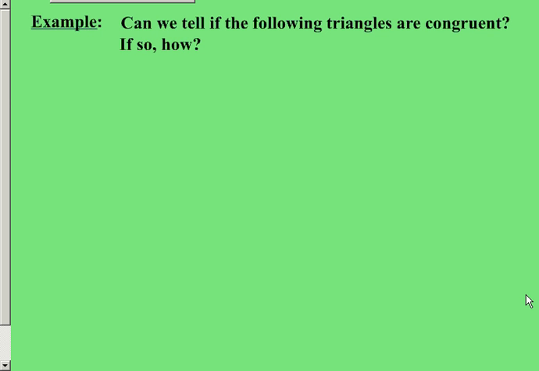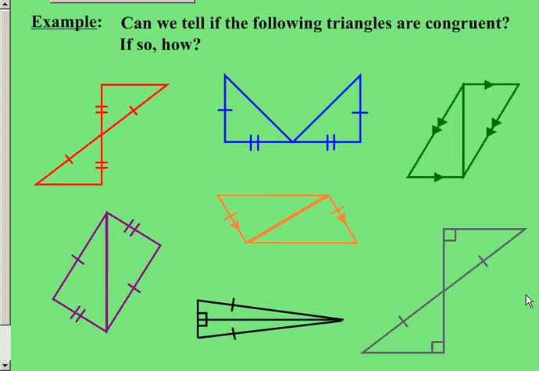Okay, next thing we're going to do is we're going to look at a big old pile of triangles here, and we're going to see if we can identify which sets of triangles are using which of the rules, or perhaps which sets of triangles might not have enough information for us to use any of the rules. Okay, so copy down this question. I'm going to give you several diagrams, and I'd like you to take a shot at the different problems that I'm giving you here. See if you can figure out which of the rules would apply, if any of the rules do apply. Can we tell if the following triangles are congruent? If so, how? Okay, so it's not just yes or no, this is explanation stuff.